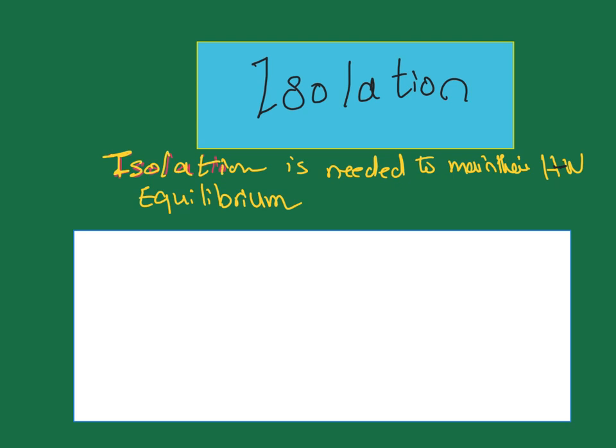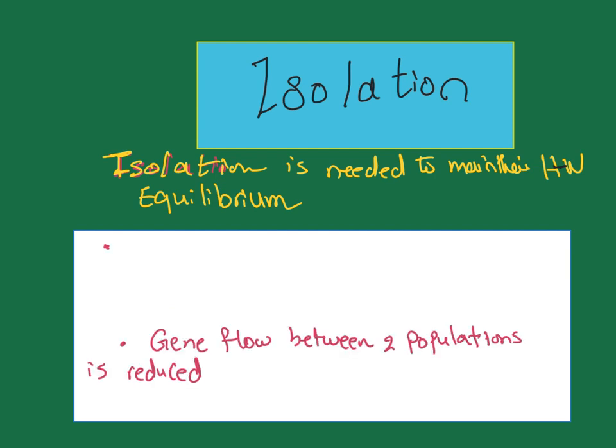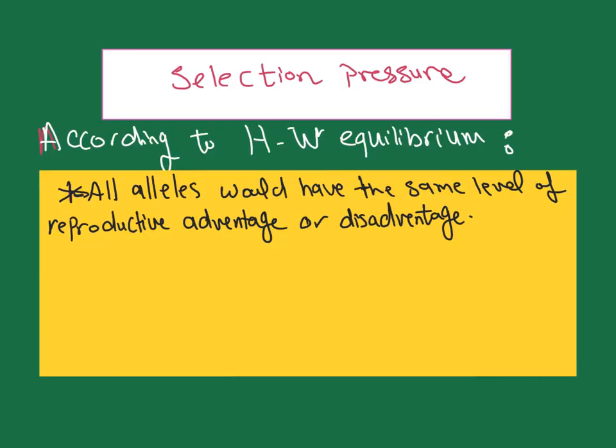Isolation. According to Hardy-Weinberg equilibrium, isolation should take place in order to maintain the equilibrium. Isolation means no migration or immigration into or out of the population. But of course, this is not the norm. Here, the gene flow between the two populations is reduced.